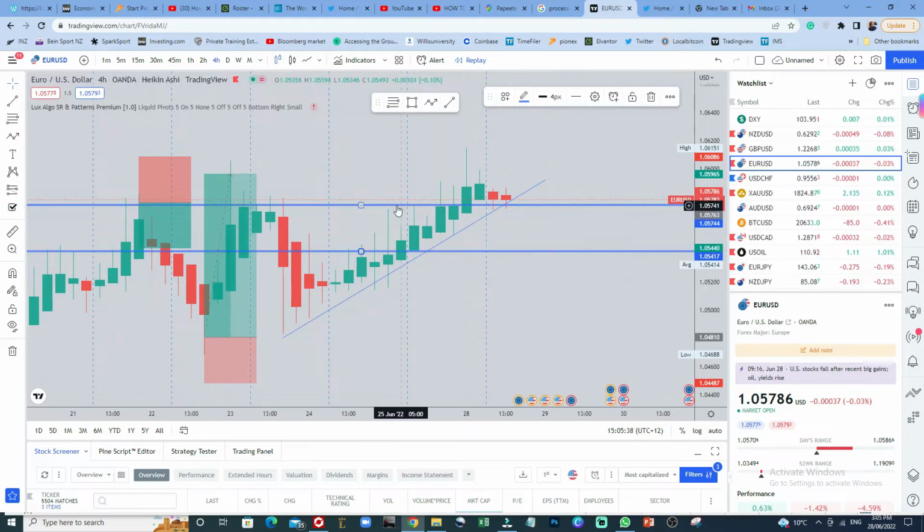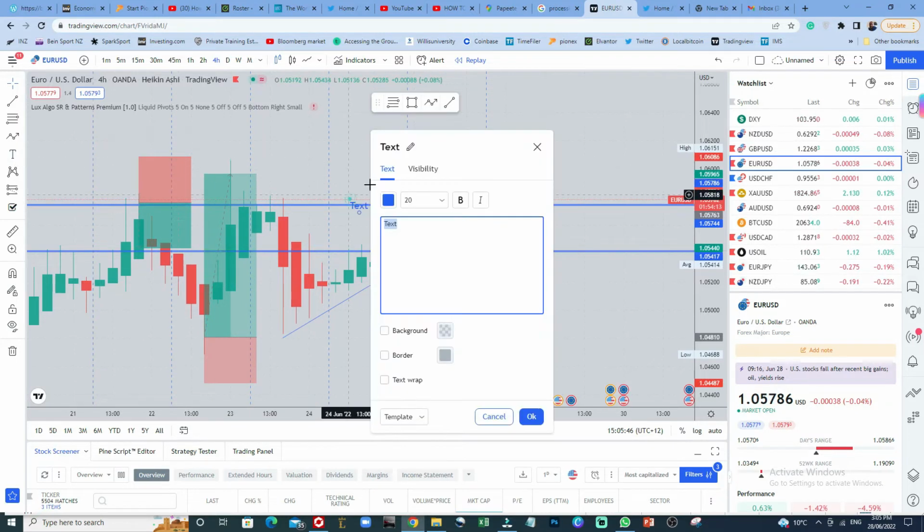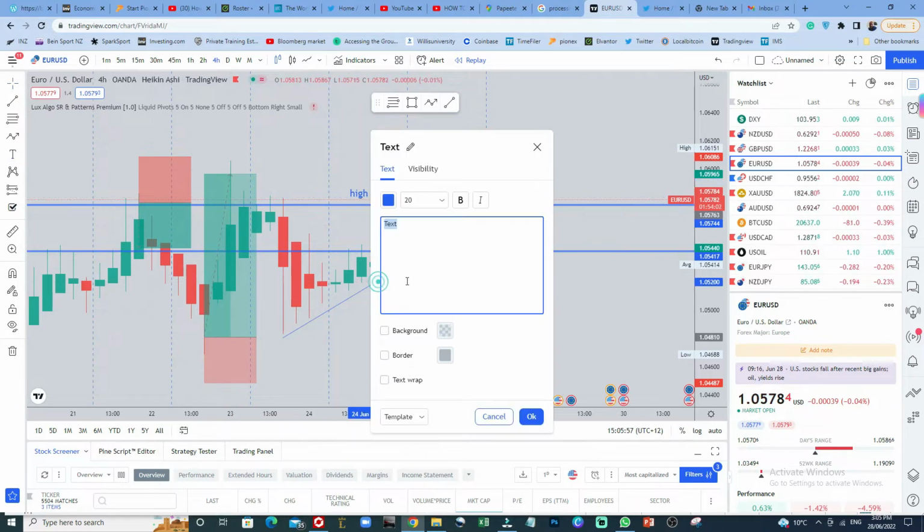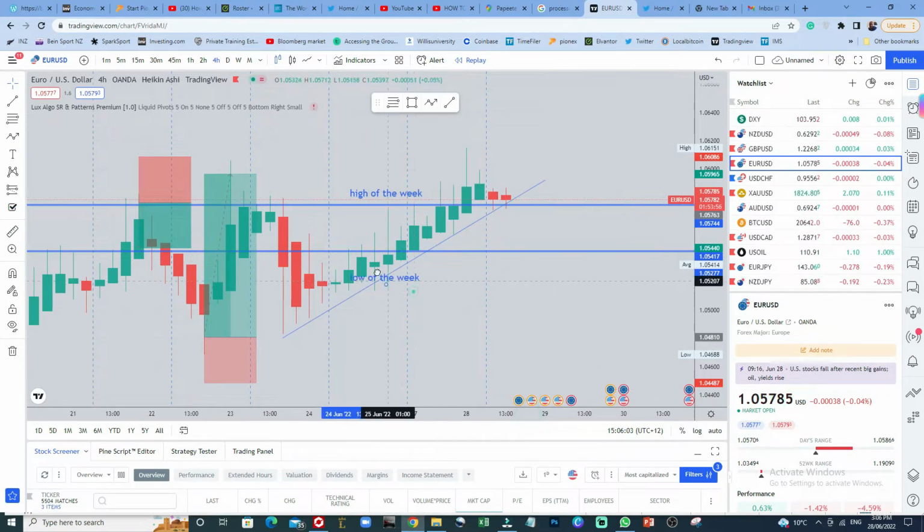So you draw two horizontal lines, one under and one on top. The two candlesticks must be in between the two lines. The top is called your what? Your high of the week. Then you have the other one, the low of the week. Yeah, on the 4 hours, remember.